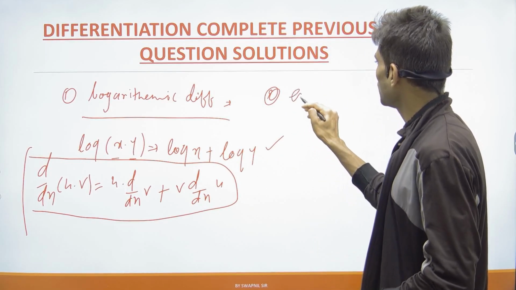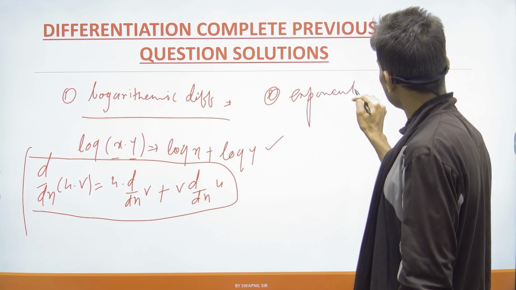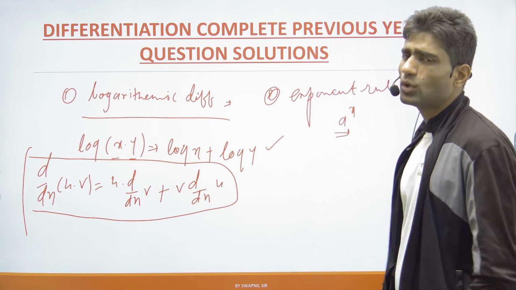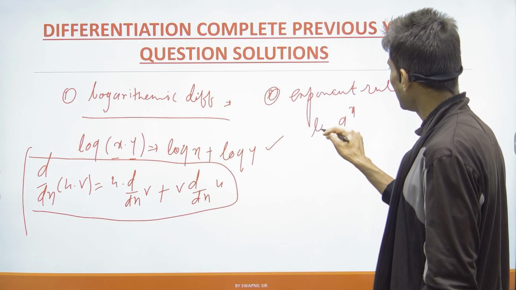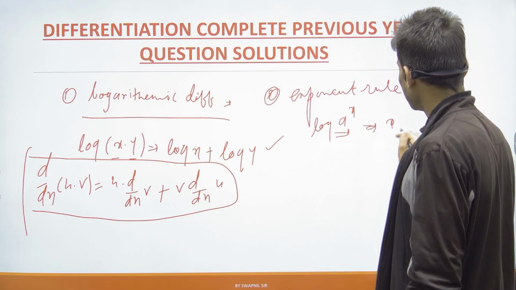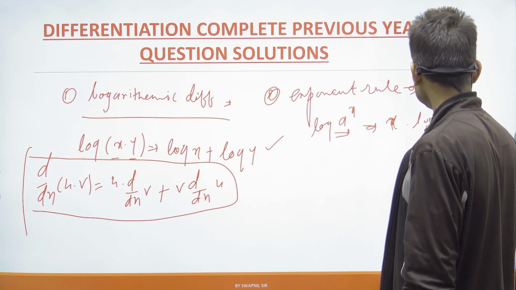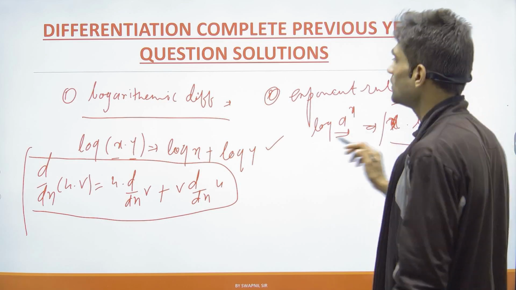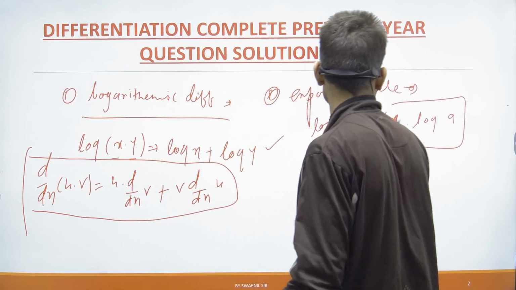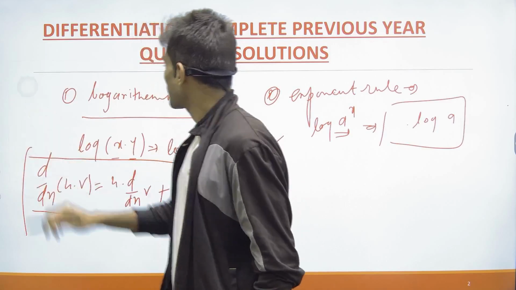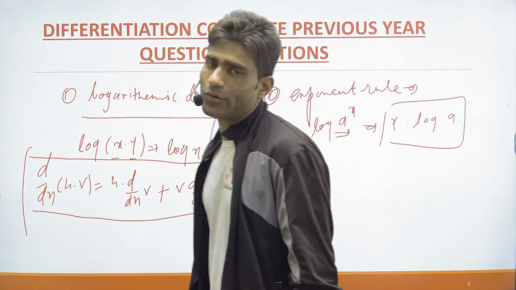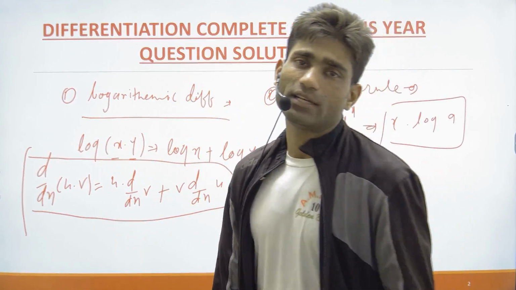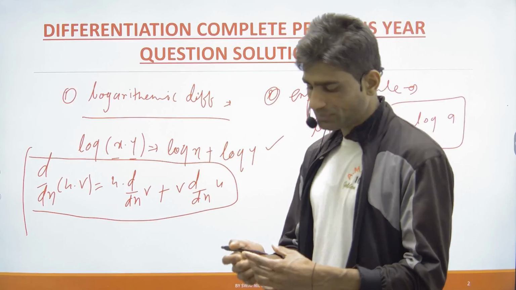If you go through the exponent rule, which is a to the power x: when we have log of a to the power x, we can take that x as a multiplicand into log of a. So this one is x into log of a. This is the logarithmic exponent rule for logarithm. Using this one we can solve the examples easily.